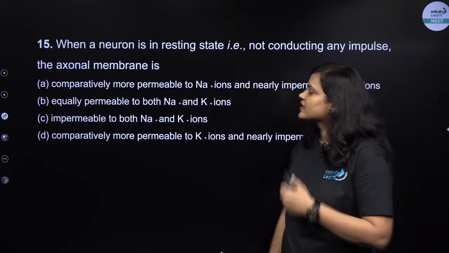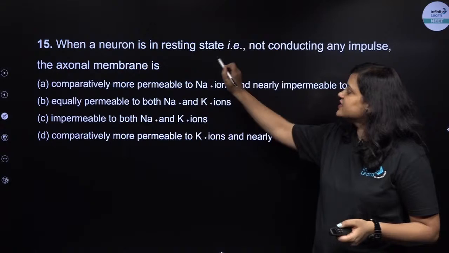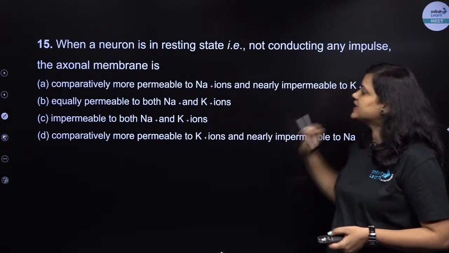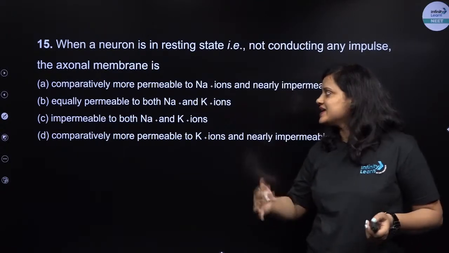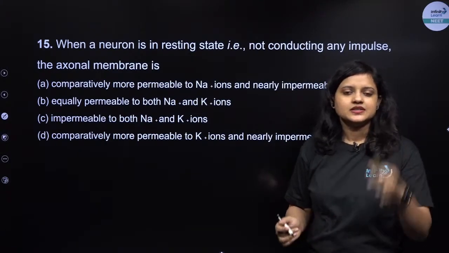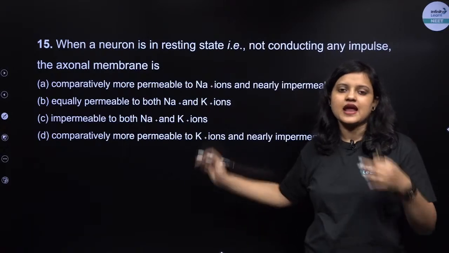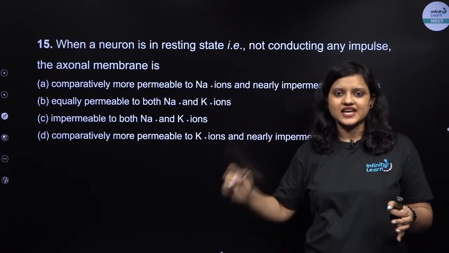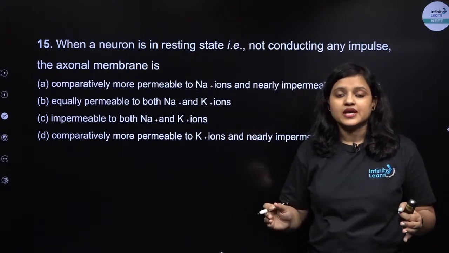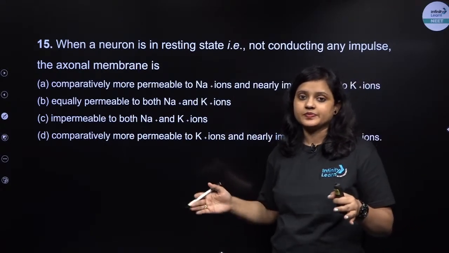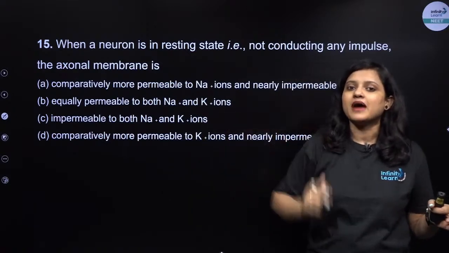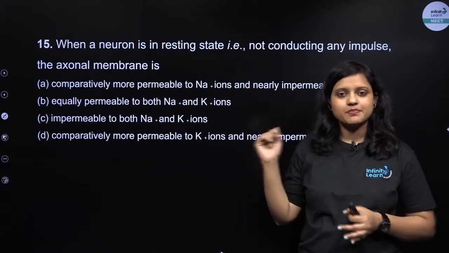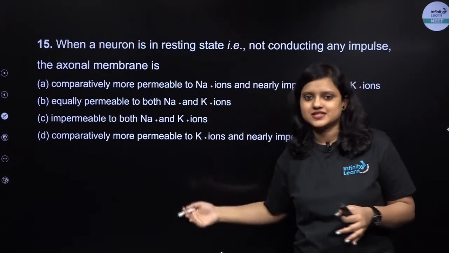Okay. When a neuron is in resting state, that is not conducting any impulse, the axonal membrane is... These lines are taken from NCERT and as it is the question is asked. So during the resting stage, our membrane is relatively impermeable to sodium ions and permeable to potassium ions. This is a previous year question and many times it is asked.